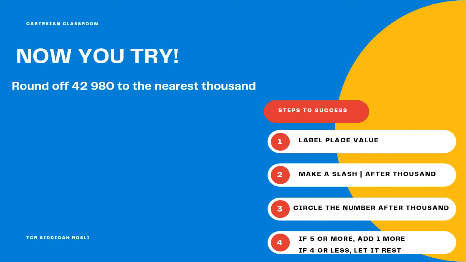Now it's time for you to try. Round off 42,980 to the nearest thousand. Take a piece of paper, and if you still have your number triangle from last year, you can take it out and put it next to you, or you can always write it down on your piece of paper. The numbers on the left are 0, 1, 2, 3, and 4. That's let it rest. And the numbers on the right are 5, 6, 7, 8, and 9. So you know you're going to add one more. Follow the S to S one by one. Do it slowly and just try it. It's pretty straightforward if you just follow the S to S.